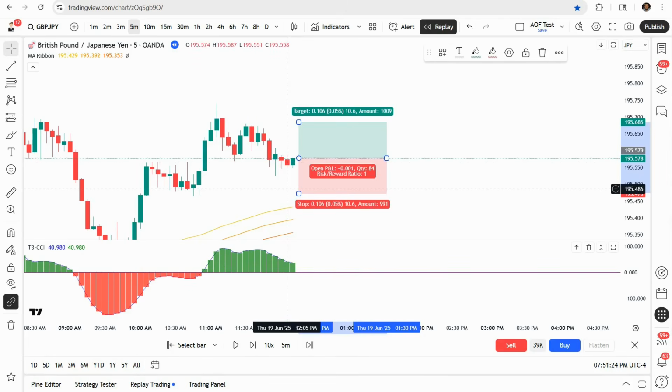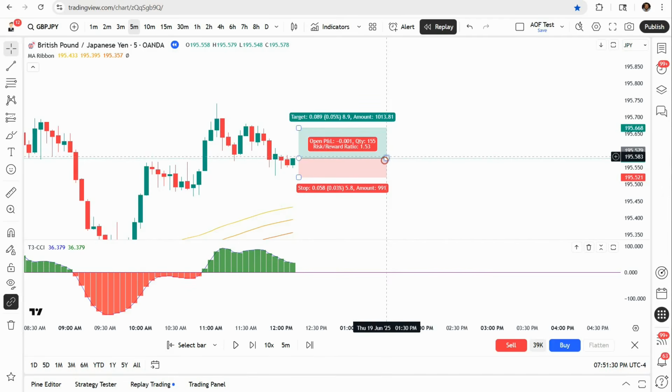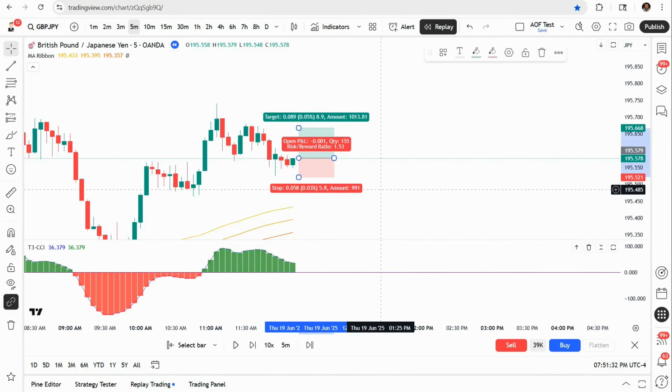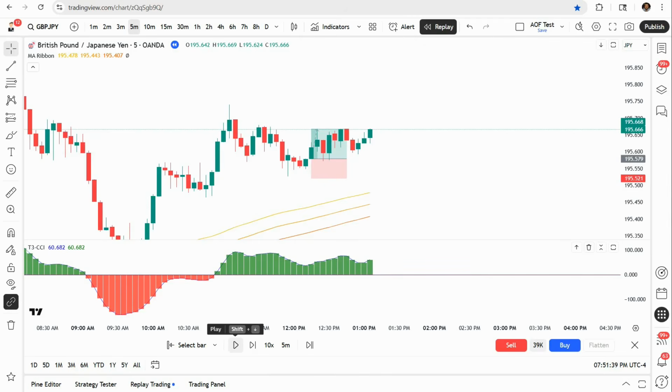We'd put our trade here. We're going to put our stop just right below this pivot area here and target the same 1 to 1.5 risk to reward, just like so. Let's go ahead and play this forward and see how it plays out. And you see pretty much an immediate push to the upside, getting us to our take profit.